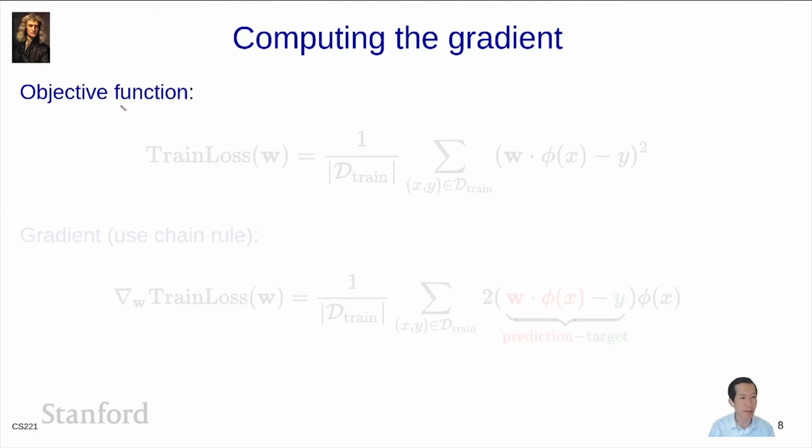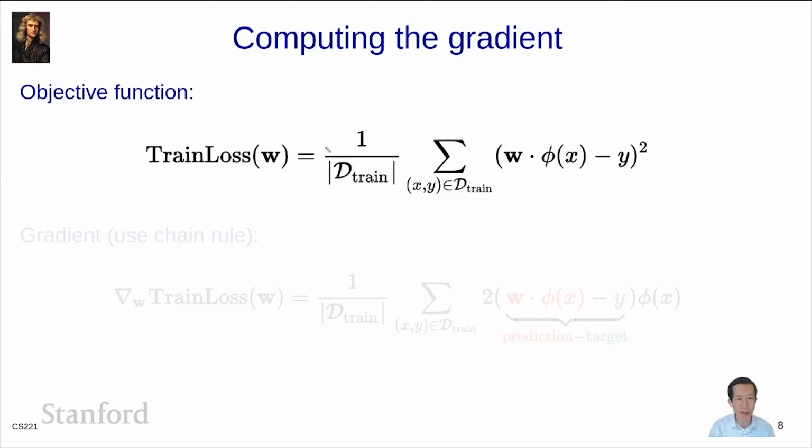So remember, here is our objective function. Train loss is the average over the individual losses, which I've expanded as the squared loss right now, but gradient descent is actually much more general than just the square loss or even machine learning. And now we just need to compute the gradient. And if you remember your calculus, here's how you do it.